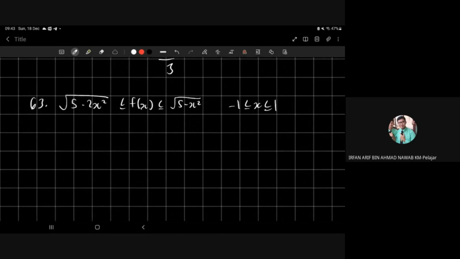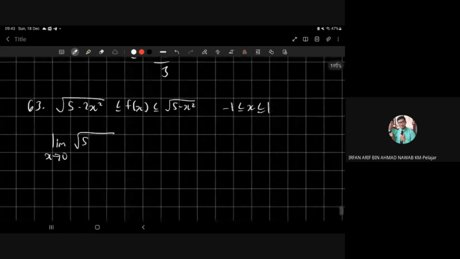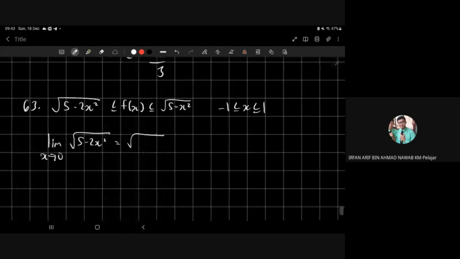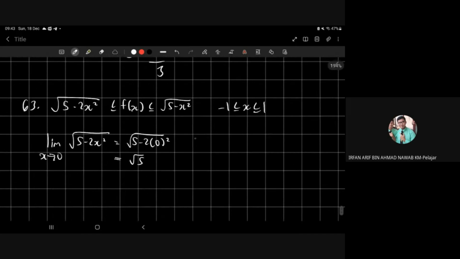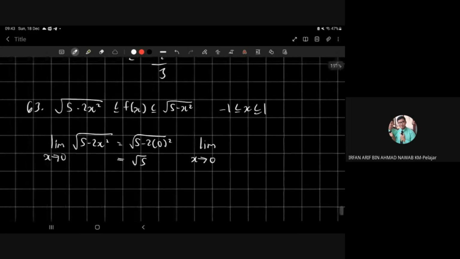Okay, no problem. We could do that. So limit as x approaches 0. Let's find it for the square root of 5 minus 2x squared and the square root of 5 minus x squared. You could directly substitute because it will not give us the indeterminate form. So you will get the square root of 5 minus 2 times 0 to the power 2, which is the square root of 5. Same goes for the limit as x approaches 0 of the square root of 5 minus x squared. This also gives us the square root of 5.